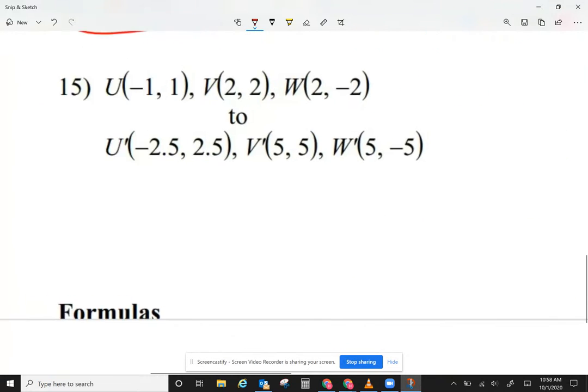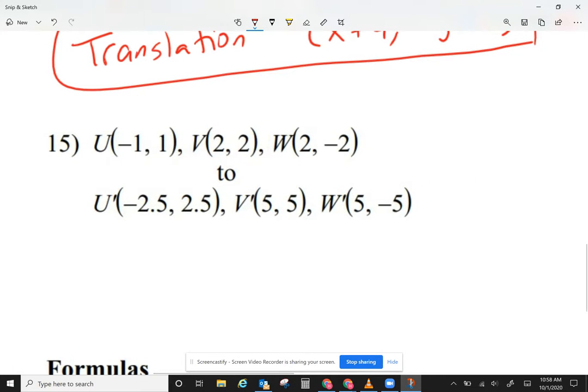All right, let's take a look at number 15. Have some decimals, so that's a big hint. This is dilation. I'm dealing with dilation. So let me see if it's dilation. Let me start writing dilation of.